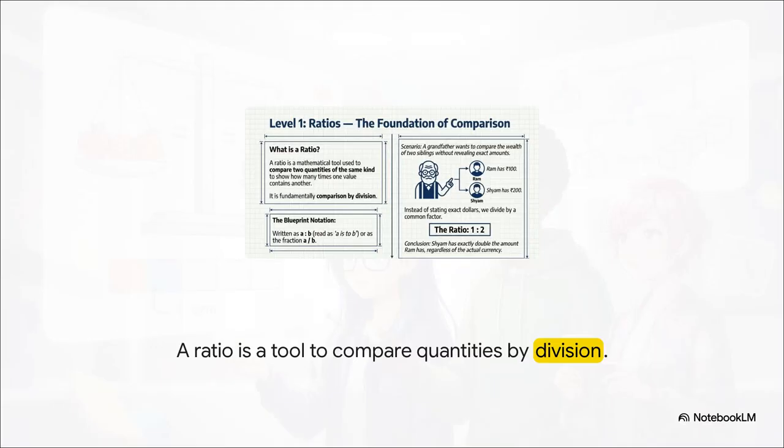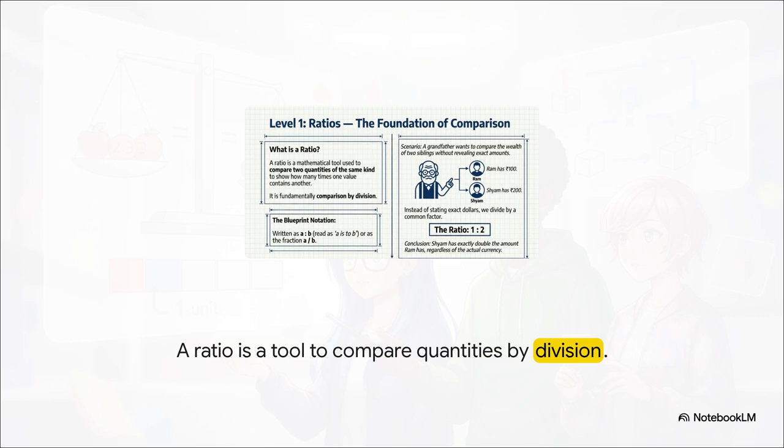Okay, so I want you to imagine a grandfather, and he wants to compare the wealth of his two grandsons, Ram and Sham. But he wants to do it without revealing the exact amount of money they actually have to anyone else. It's kind of like a secret code. Let's say Ram has 100 rupees and Sham has 200 rupees. Now, if they just go out and tell everyone the exact amounts, it feels a bit clunky, right? Maybe a bit too much information.